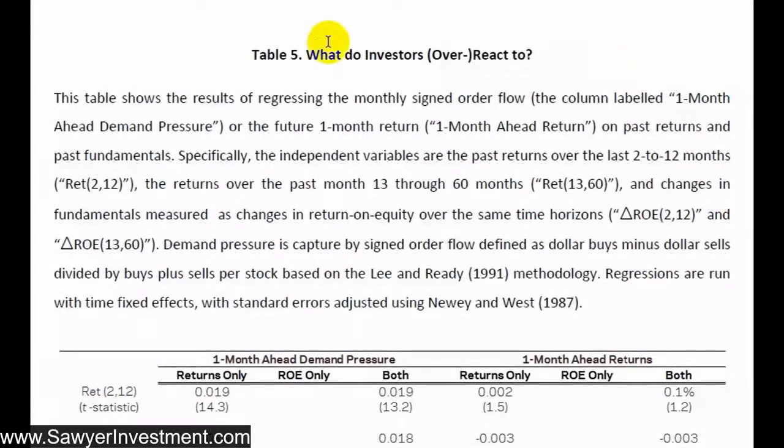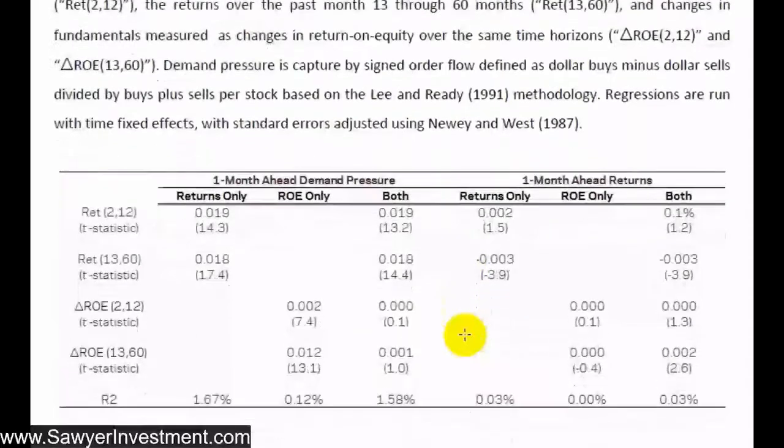So in the previous tables, we saw that value stocks tend to have more selling pressure than growth stocks, and also the returns to value stocks tend to be decreasing as compared to growth stocks. And so here in table 5, we're going to look at what investors are over and underreacting to as a result of the changes in demand and returns for value and growth stocks. So let's go down to the table here.